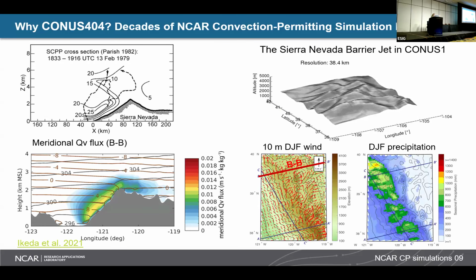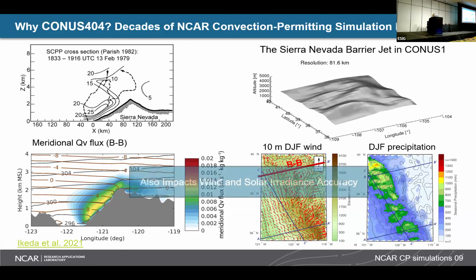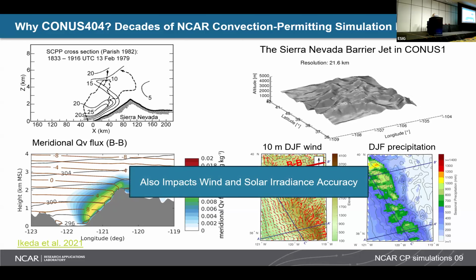So, of course, it really makes a difference for water vapor transport, but also getting the wind correct in those mountain valleys, as well as the precipitation. If you don't resolve it, you're not going to get those details correct. It also impacts the wind and solar irradiance as well as temperature.